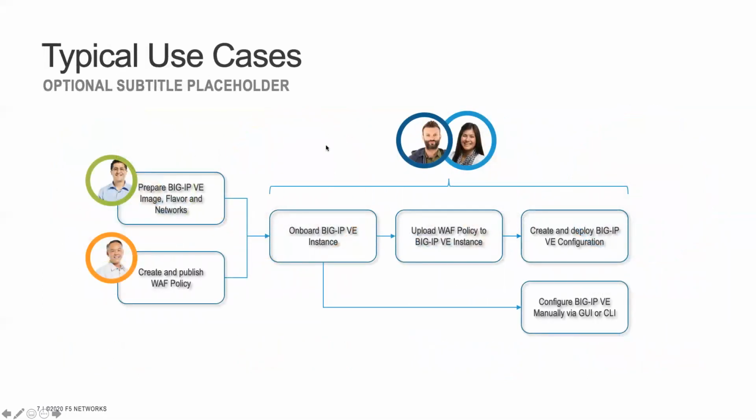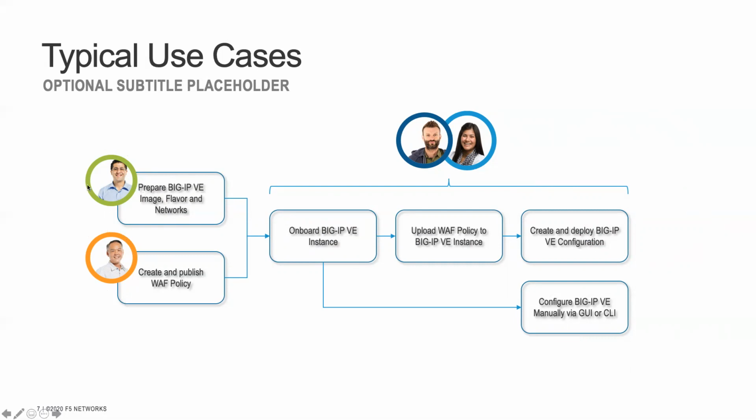So this page shows you the typical use cases. Before the tenant users, that is application owners and DevOps developers, can consume our ADCaaS service API to onboard the BIG-IP device, the network admin and the security admin have to prepare the public resources for tenant users.